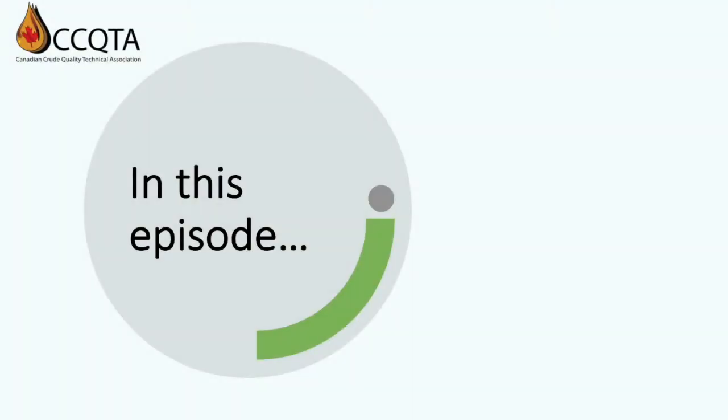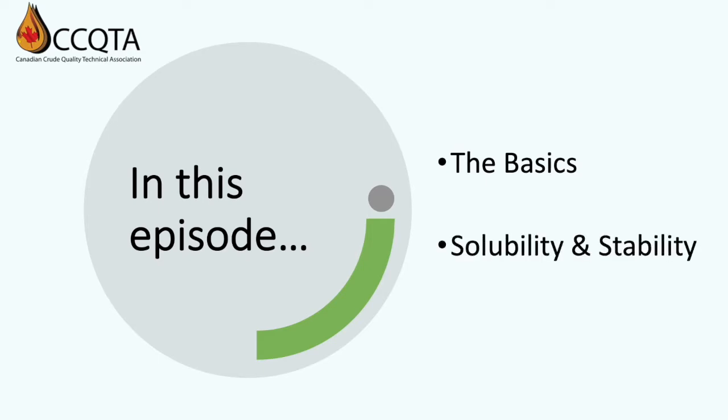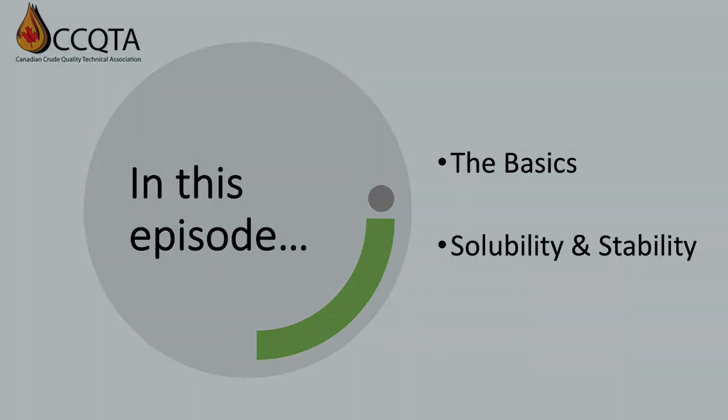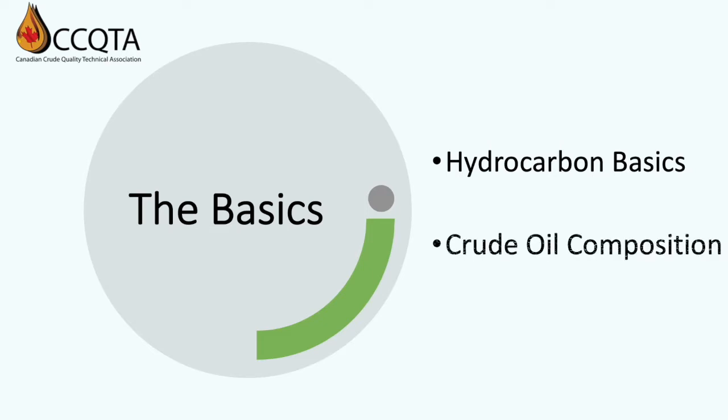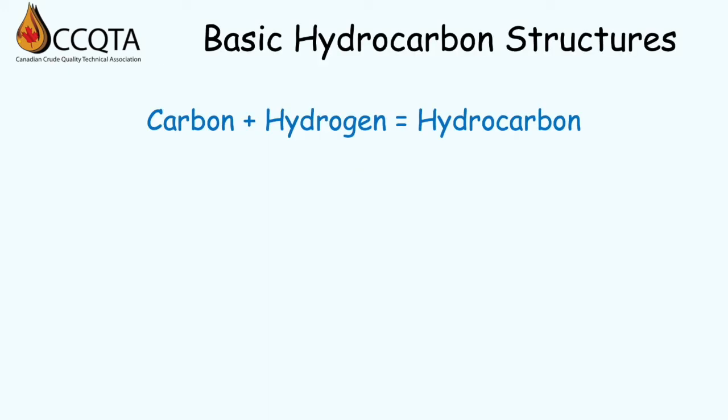In this episode, we're going to focus on two areas. The basics, which is a basic background on hydrocarbon structures and how those are incorporated into the makeup of crude oils, and how those structures impact the solubility and stability of a crude oil and subsequent blends. Firstly, we'll do a quick review of hydrocarbons, their atomic configurations, and the diagrams used to easily depict those configurations or structures, kind of like a hydrocarbon shorthand. This will help make sense of the more complex structures we're going to look at a bit later. Then, we'll look at those structures and how they apply to the composition of crude oils. Let's start with the basics.